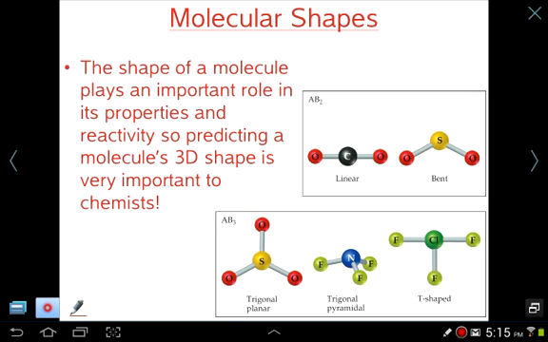So especially when you're talking about molecules that interact with the body, the shape of it essentially determines how it acts within the body. So we will be taking a look at many of these shapes. Here are a few examples that we'll delve a little deeper into as we go along.